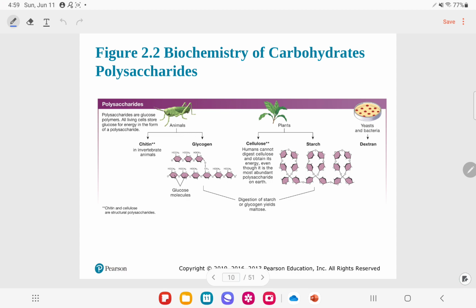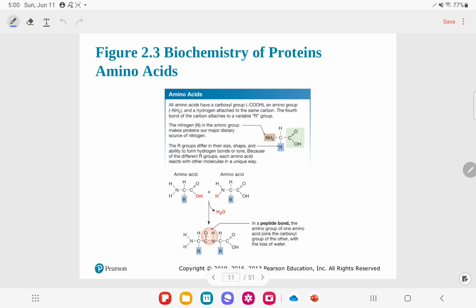So poly means many, right? Poly, many. Saccharide is sugar. So many sugar units, okay? And so another example would be plants, right? Plants store glucose in their polysaccharide form in the form of cellulose and starch, okay? And then we have amino acids, right, and proteins, okay?